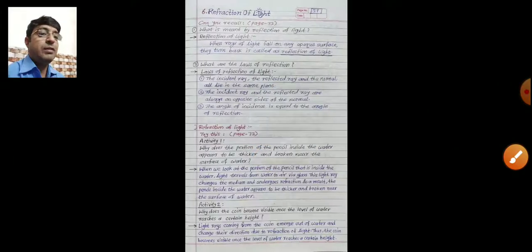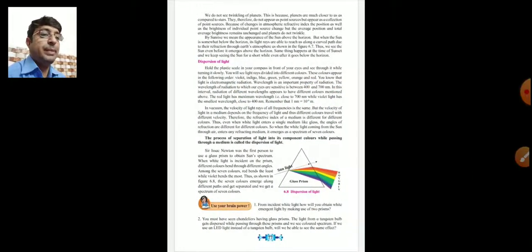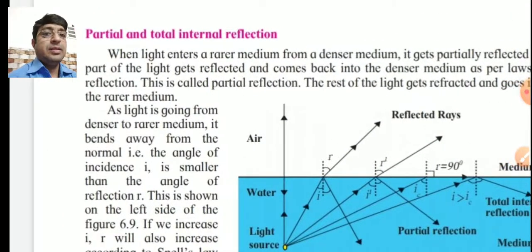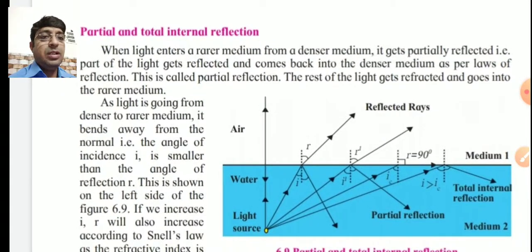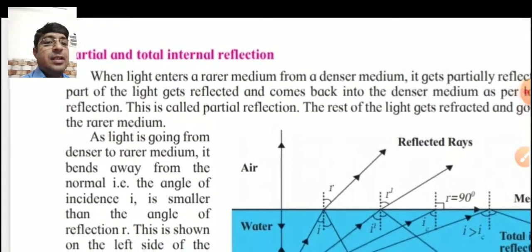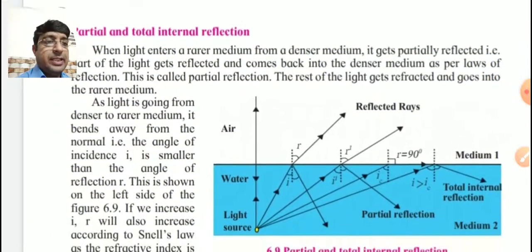So come back to our next point on the paper. These are the answers of these two questions. That is partial and total internal reflection. See what is the explanation given in this page.